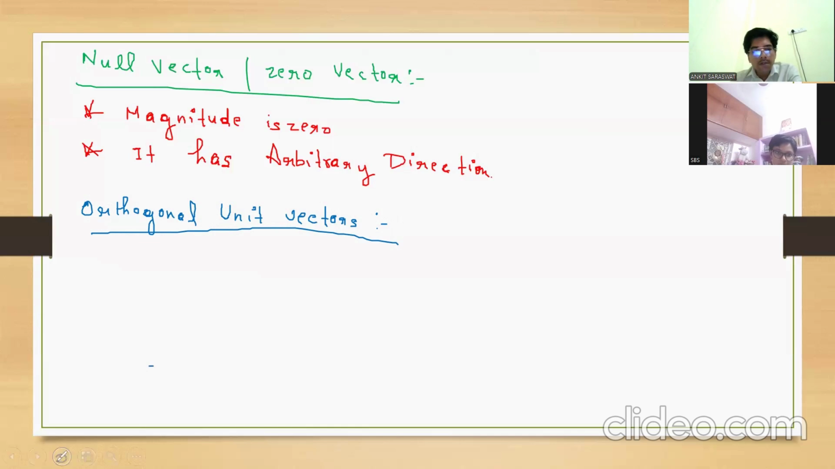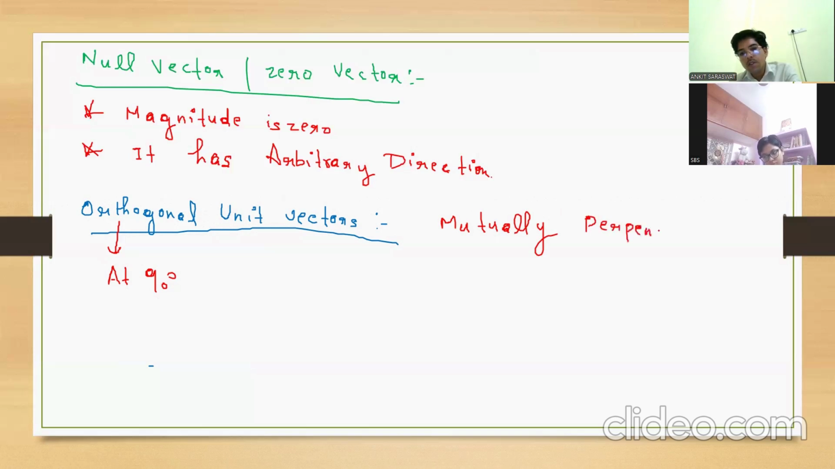Orthogonal unit vector means what? Orthogonal means 90 degrees. So mutually perpendicular. What is the meaning of this? For example, if I am drawing three axes like this, this is x, this is y, and this is plus z.